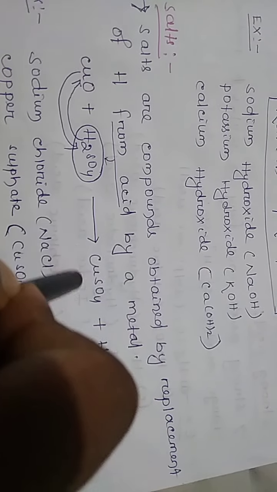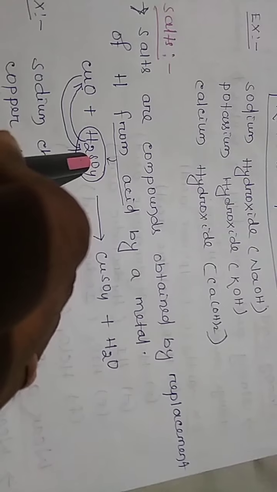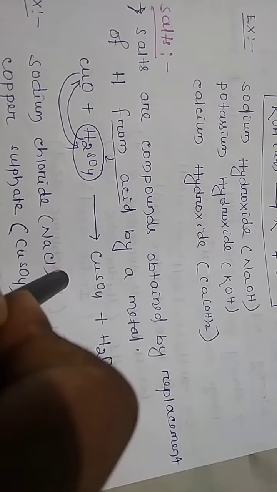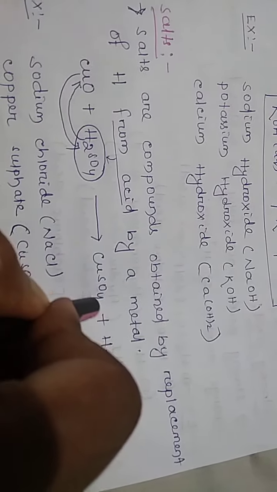and that metal combines with some other atoms and forms a compound, that compound should be regarded as a salt. Okay, here is the reaction when copper oxide reacts with sulfuric acid, and in the sulfuric acid the hydrogen is replaced by copper metal atom and produces the copper sulfate compound. That copper sulfate compound is regarded as a salt, along with water. Okay, so in this way, or in this process, salt compounds are obtained.